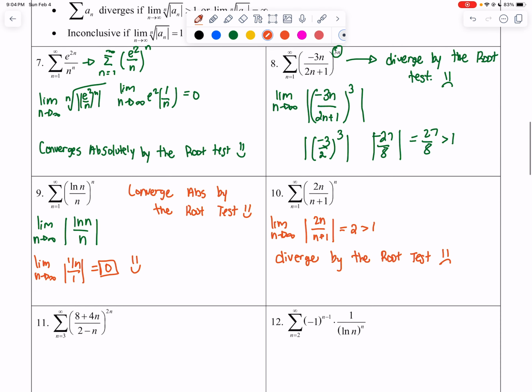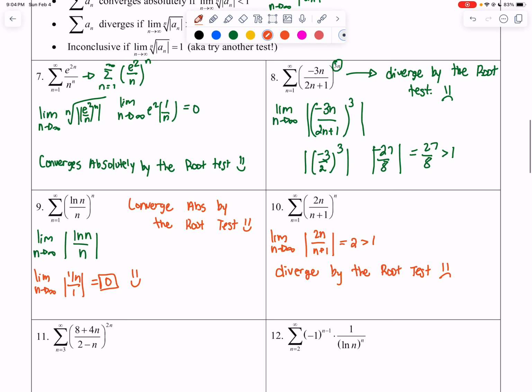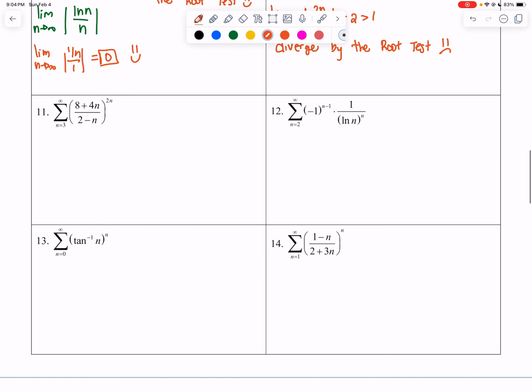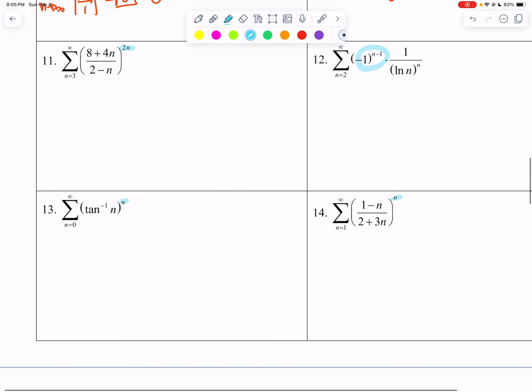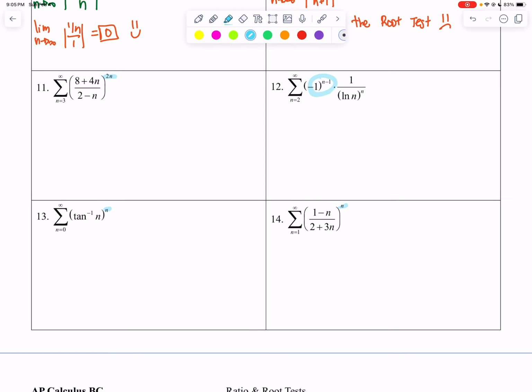All right, so those are 7, 8, 9, and 10. 11, 12, 13, 14 are going to be very similar. You are going to have to use a little bit of algebraic moves for number 12 right here. Split that up to -1 to the n and -1 to the -1 so that you have an exponent of n. That's fine. This is fine. This is fine. 13 might be a little bit tricky if you don't know inverse tangent, but you should be good there if you know what that is for 13.